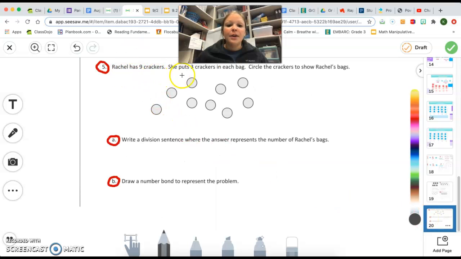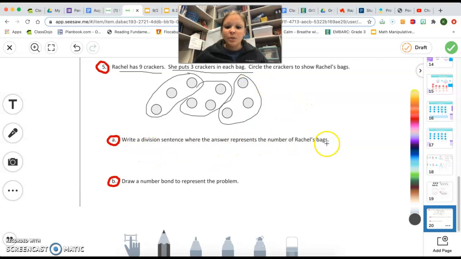Number 5, Rachel has 9 crackers. She puts 3 crackers in each bag. Circle the crackers to show Rachel's bags. So I know my total is 9, and I know she puts 3 in each bag, so I know how many go in each group. I know 3 go in each group. So I'm going to make groups of 3. 1, 2, 3. So, write a division sentence where the answer represents the number of Rachel's bags.